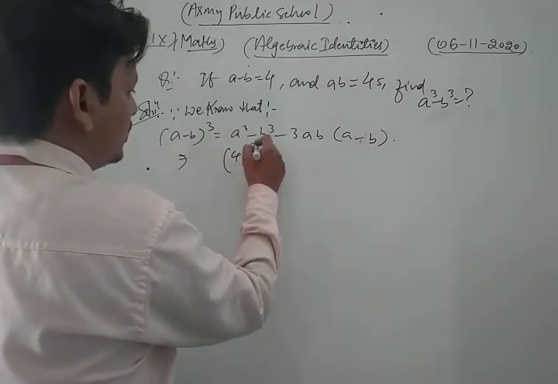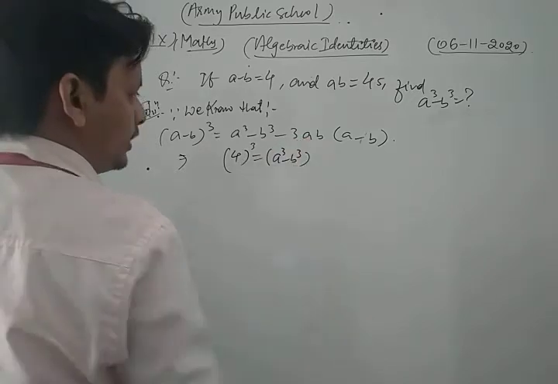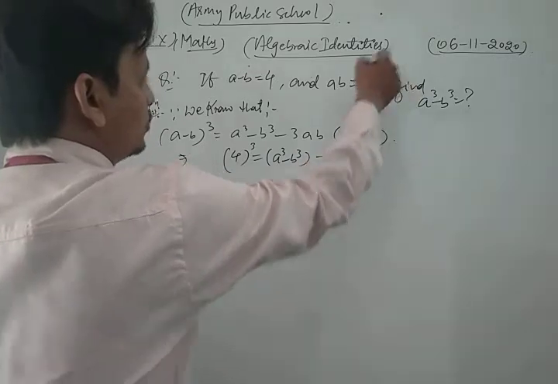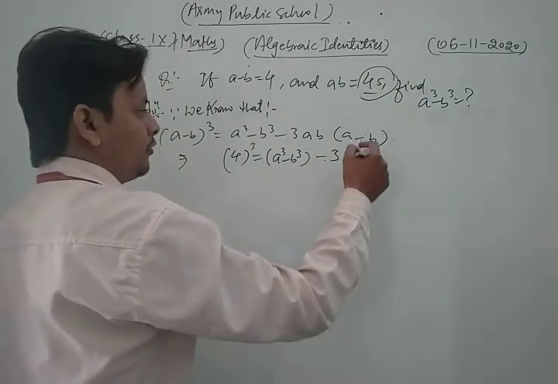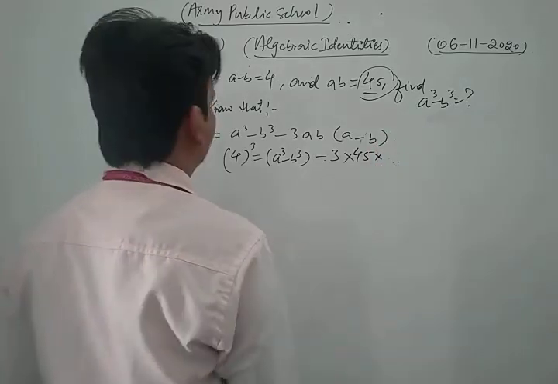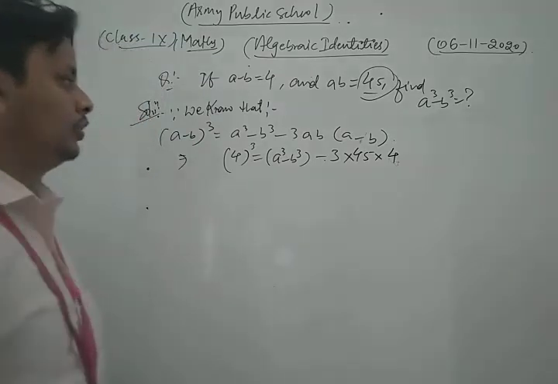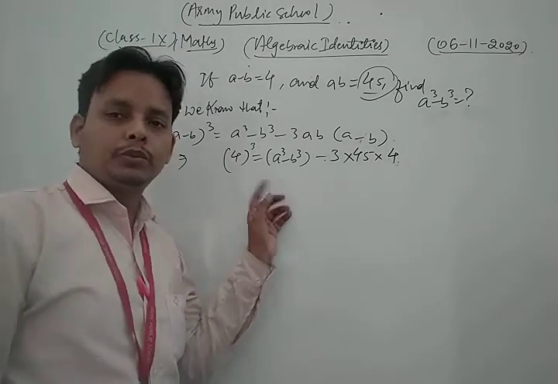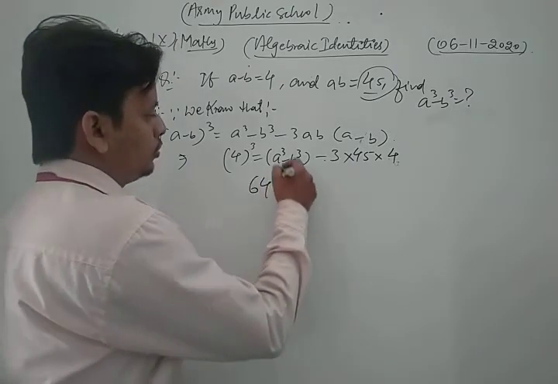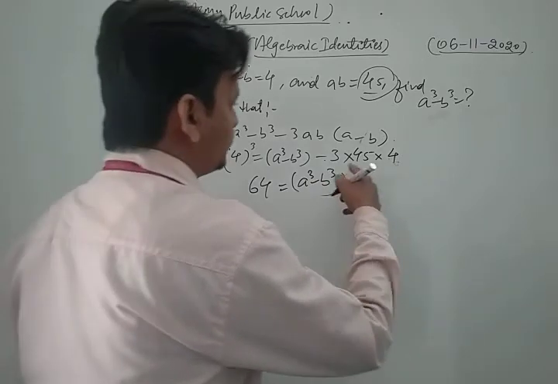This is 4 cube is equal to a cube minus b cube, write as it is because we have to find the value of that, minus 3 into ab. The value of ab is what, dear friends? 45. So here we put 45 into the value of a minus b, which is 4. Now look, the value of 4 cube is 64. 4 fours are 16, 4 sixteens are 64. So here we write 64 is equal to a cube minus b cube, write as it is, minus 4.